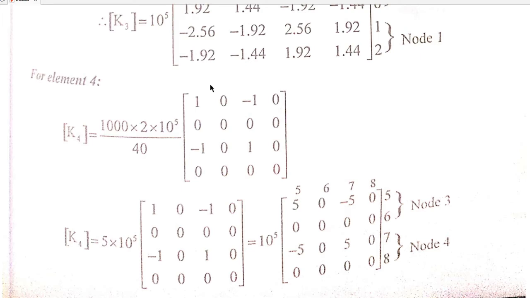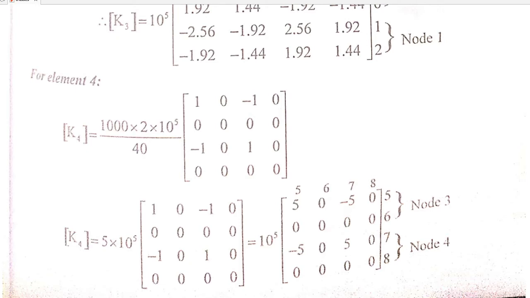Understood? K1, K2, K3, K4, all of you got the values? K4 is over or not? Yes, sir. Shall we proceed? Next step. What is the next step?